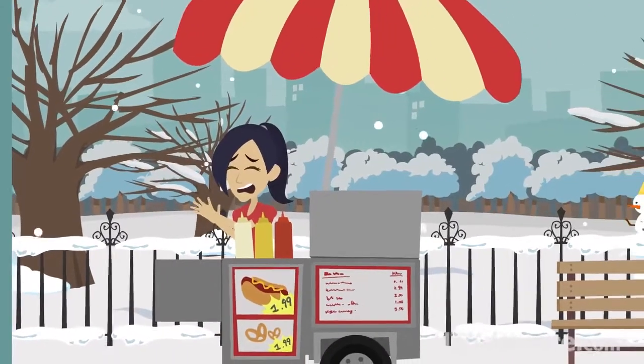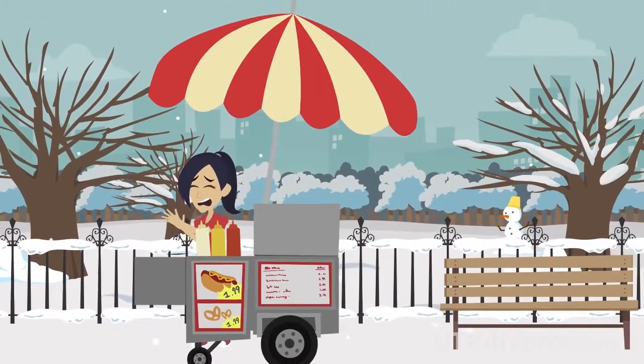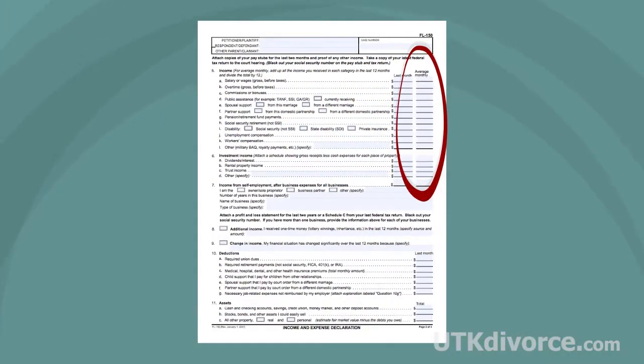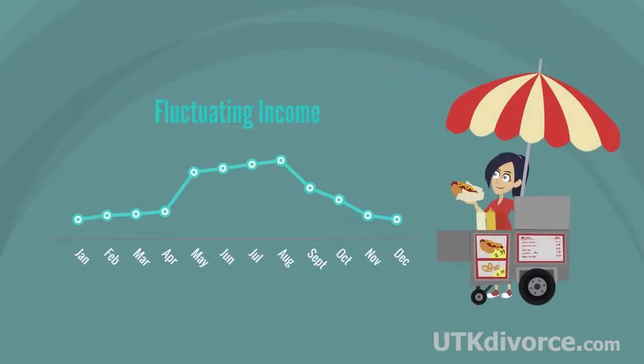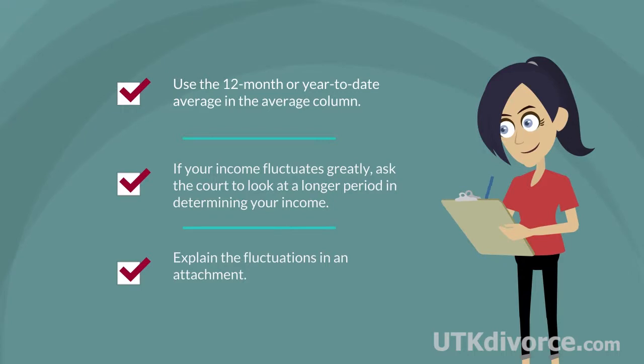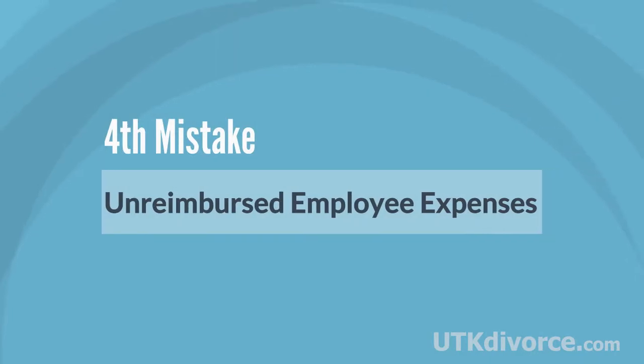The third mistake that people make is not averaging your income. For example, if your income fluctuates, you need to take the last 12 months or the year-to-date average when posting that on the second page of the I.E.D. This brings to the court's attention that your income fluctuates or is seasonal, and that's very important to convey to the court. So make sure that, when appropriate, you average your income over either the last 12 months or the year to date.